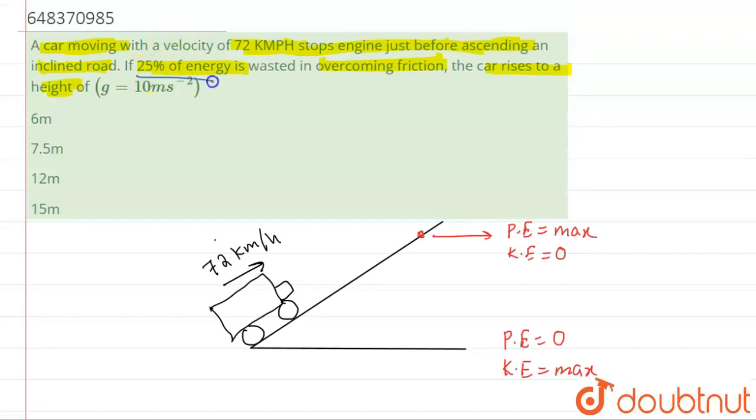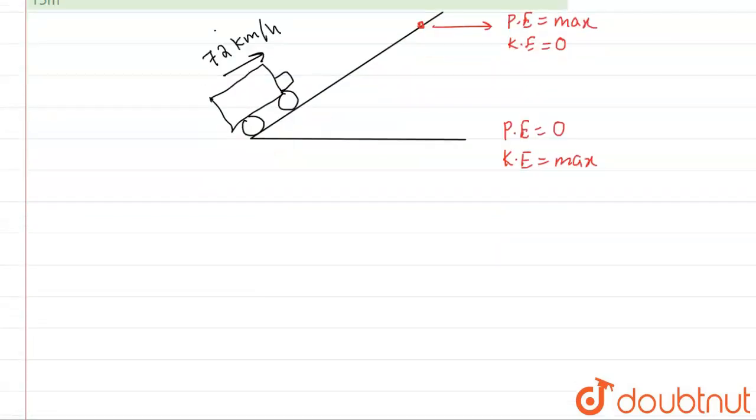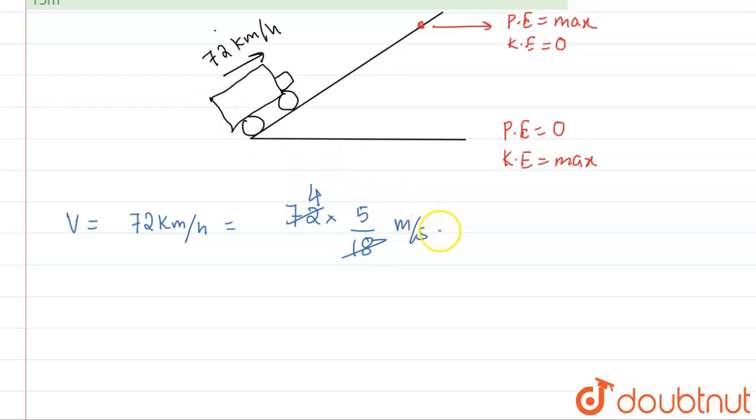Also it is given that 25% of the energy is wasted on friction. That means we first have to find the initial energy. The velocity is 72 kilometer per hour. We have to convert it into meter per second because our options are given in meter per second, so we multiply by 5 by 18. 18 times 4 is 72, so this will be equal to 20 meter per second.